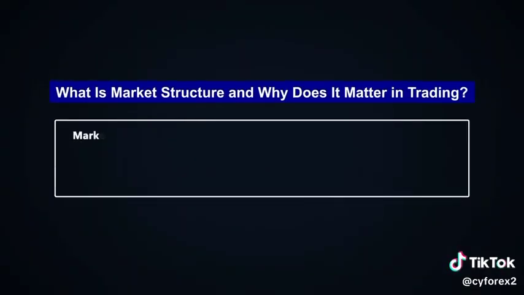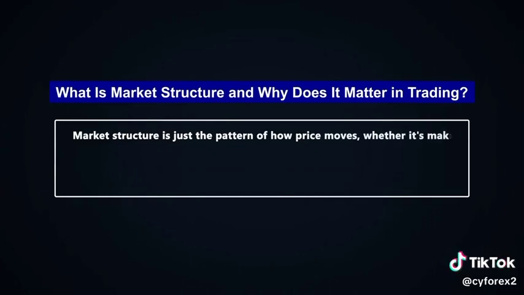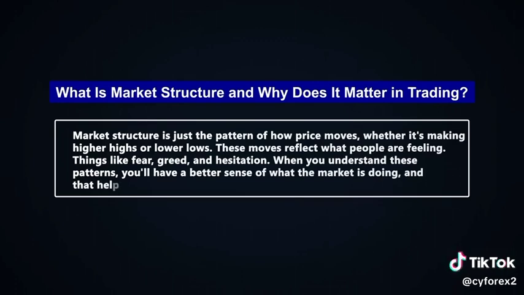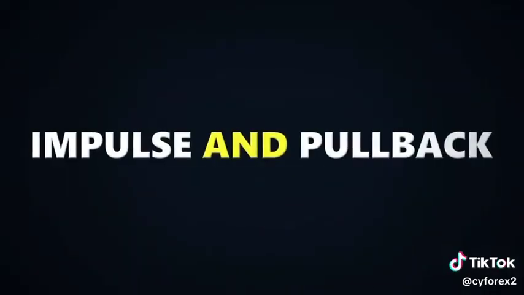Now here's the key point. Market structure is just the pattern of how price moves, whether it's making higher highs or lower lows. These moves reflect what people are feeling, things like fear, greed, and hesitation. When you understand these patterns, you'll have a better sense of what the market is doing, and that helps you trade with the trend instead of fighting against it. Now let's get into another important concept.